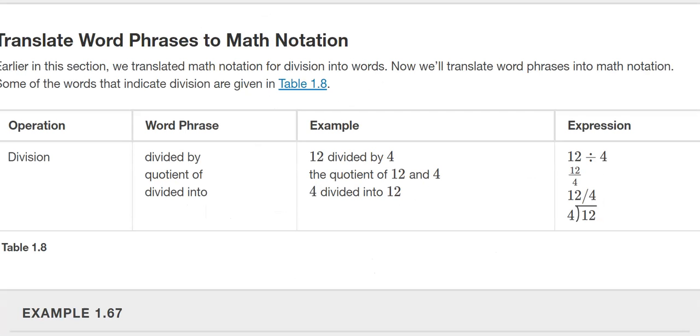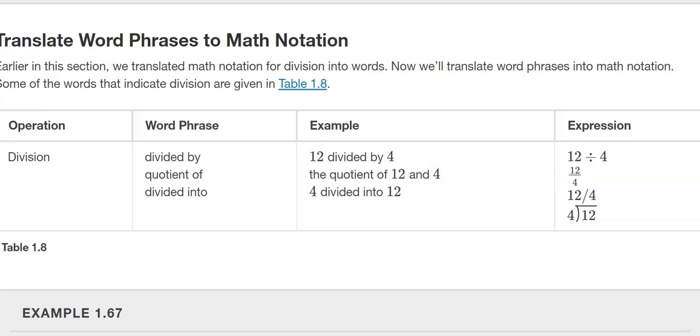Now, as we move into word problems, let's look at some of these notations and what they mean in terms of expression. We can use the language "divided by," "quotient of," "divided into," and then let's look at the example and the expression. So 12 divided by 4 means 12 is the dividend and 4 is the divisor. 4 is the one that's going to divide. So you see it as 12 division 4.